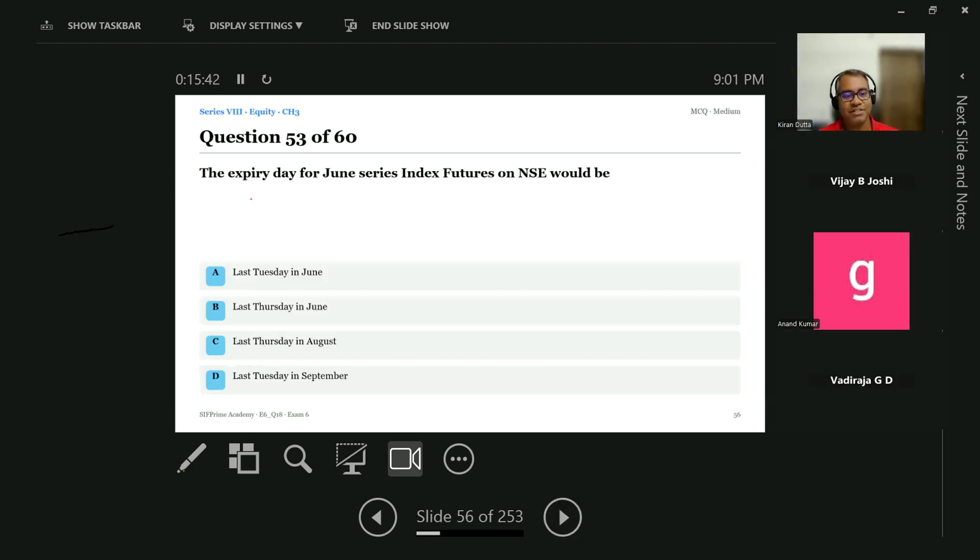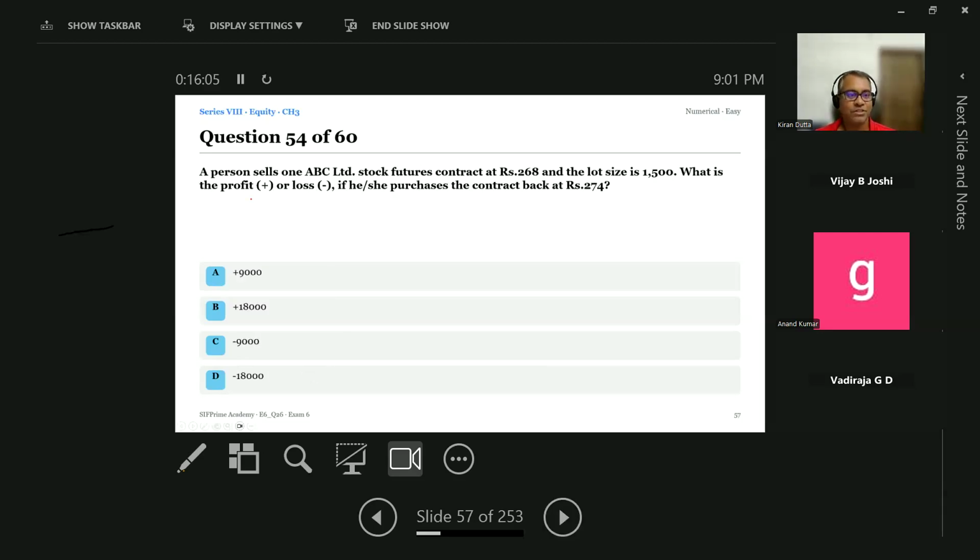Expiry date for June series index futures would be? This is a little tricky. What will you do here? This is standard only: the last Tuesday of every month, in the month of June. A, as per the book, someone said. Okay, let's quickly do this. Sells 1 ABC at 268, lot size 1500, profit or loss if the contract is purchased back at 274.